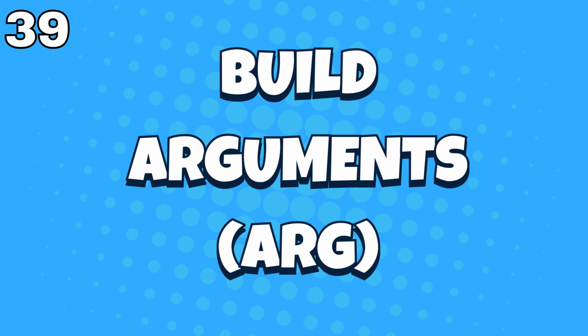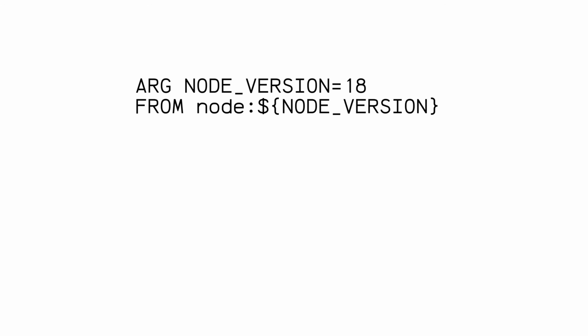Sometimes you need to pass temporary values during the image build process, like a version number or a build flag. For that, Docker gives us ARG. You declare it in the Dockerfile like this, ARG followed by the variable name. Then, when building the image, you can override it with the following command.